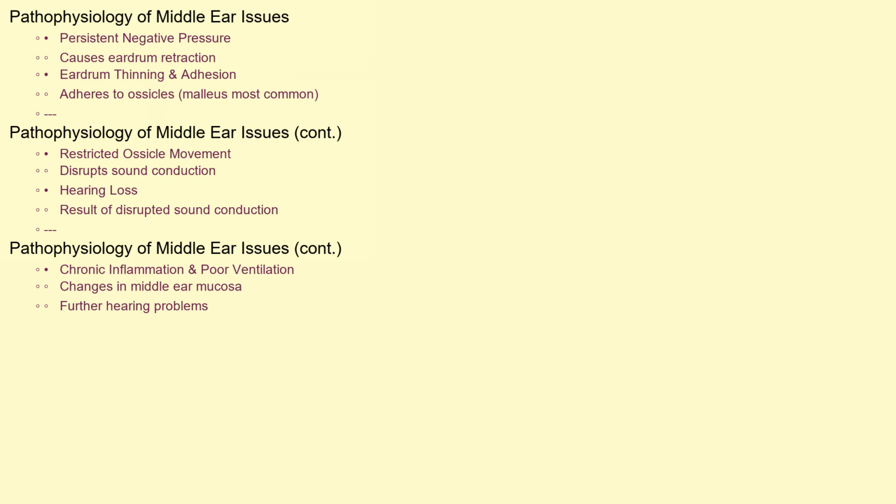Let's delve into the pathophysiology. Imagine the eardrum, or tympanic membrane, constantly being pulled inward due to the persistent negative pressure. Over time, this pressure causes the eardrum to thin and adhere to the ossicles, the tiny bones responsible for transmitting sound. The most common ossicle affected is the malleus, or hammer. This adhesion restricts the movement of these bones, disrupting the normal sound conduction pathway. The result: hearing loss. Additionally, the chronic inflammation and poor ventilation can also lead to changes in the middle ear mucosa, further compounding the problem.